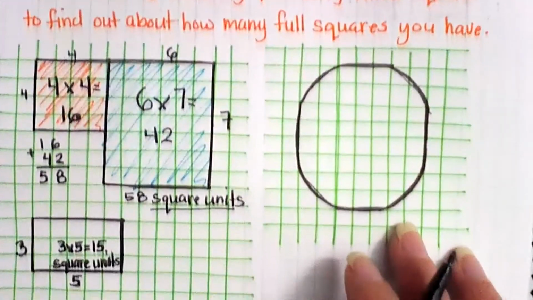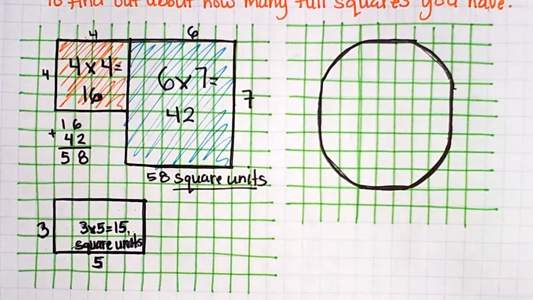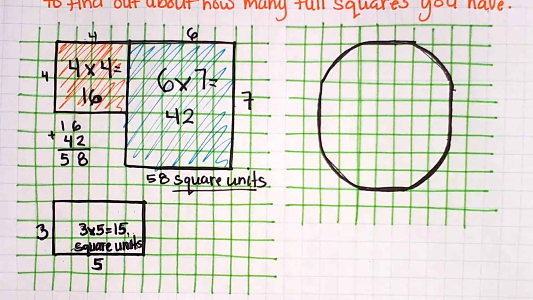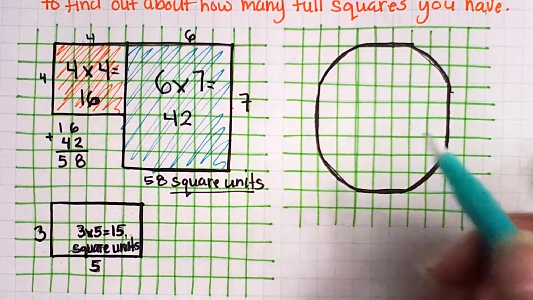Now for this one, this other shape, we need to estimate, right? Because it doesn't cover whole squares. Now what we're going to do is a similar process to what we saw in the video. So I'm going to go ahead and color in the ones that are completely covered or completely shaded, okay? So I'm going to find a light color that I can use. Let's see, we'll use that light color. So a light blue.